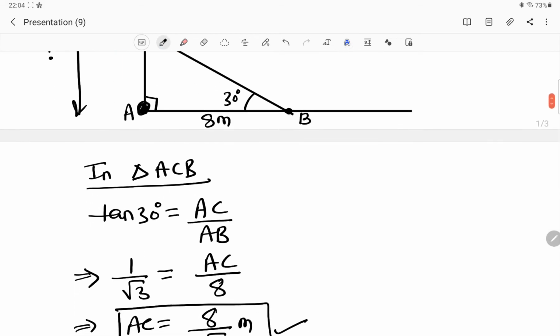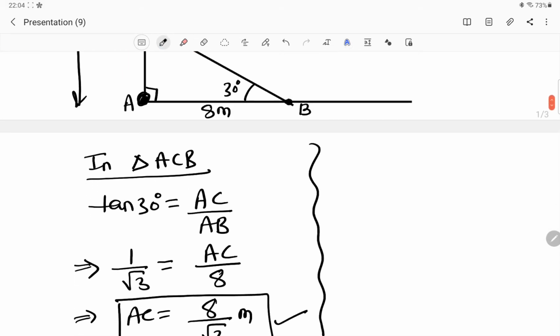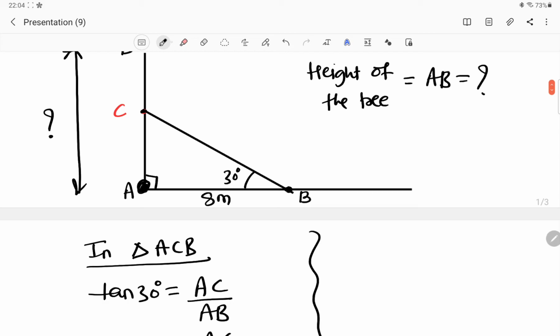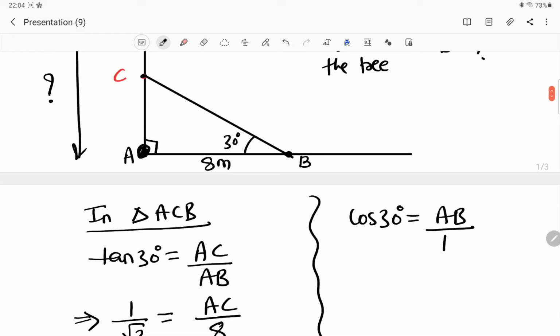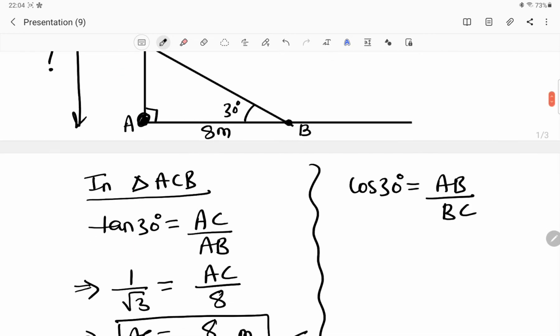All right, so now in this same triangle, if I want this BC, I'm going to use this 30 degree, this 8 meter, then this BC, so that is like cos 30. Cos 30 is adjacent divided by hypotenuse. So what will happen now? Cos 30 degree is equal to AB divided by BC, or you can call it CB also.